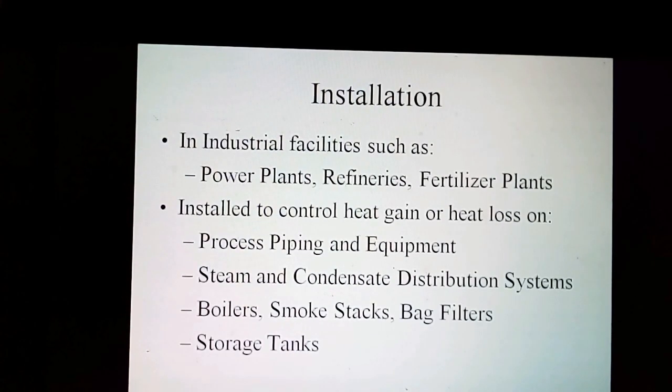Where is thermal insulation installed? Thermal insulations are materials that insulate the components of industrial processes, as well as industrial facilities, such as power plants, refineries, and paper mills. Thermal insulations are installed to control heat gain or heat loss on process piping and equipment, steam and condensate distribution systems, boilers, smokestacks, bag houses and precipitators, and storage tanks.